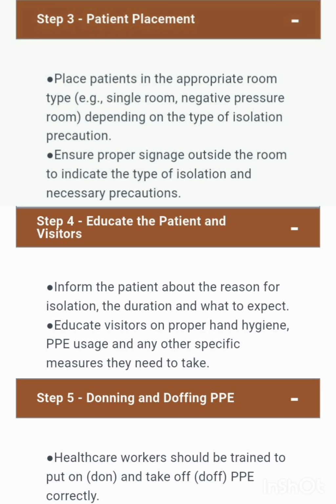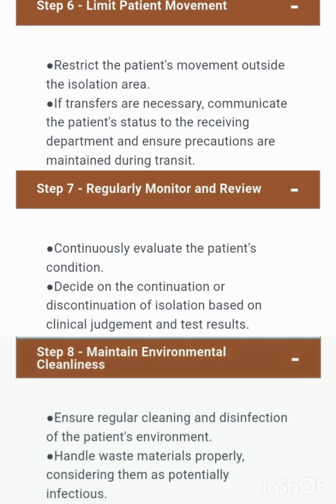Step 5. Donning and doffing PPE. Healthcare workers should be trained to put on and take off PPE correctly, as we learned in our previous class. Step 6. Limit patient movement. Restrict the patient's movement outside the isolation area. If transfers are necessary, communicate the patient status to the receiving department and ensure precautions are maintained during transit.